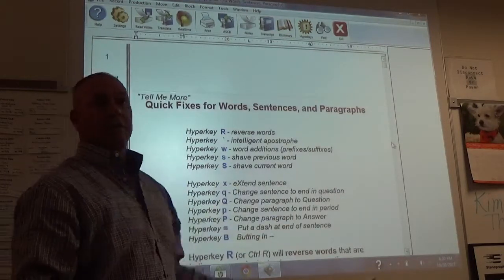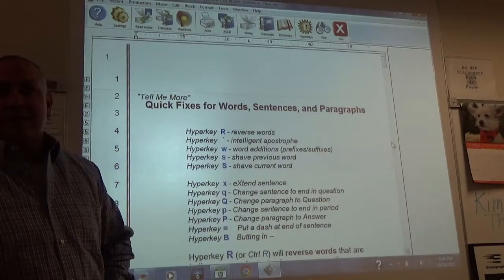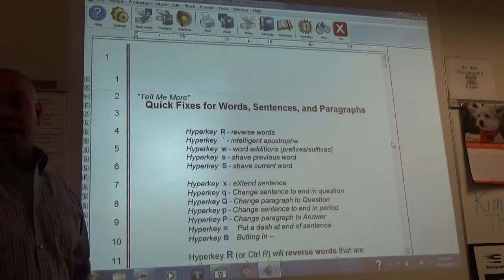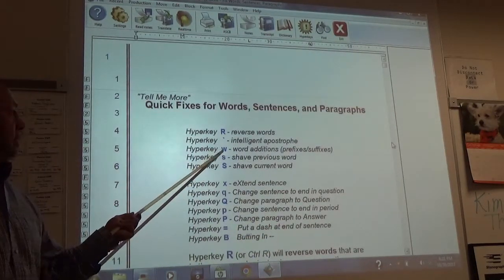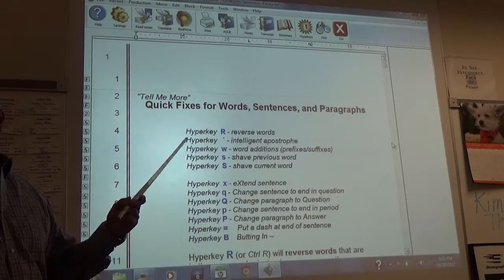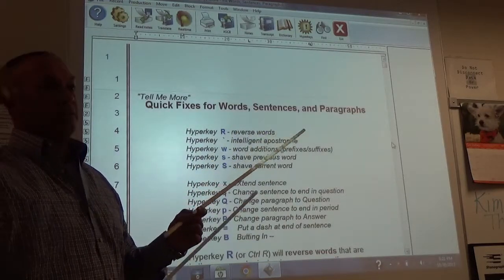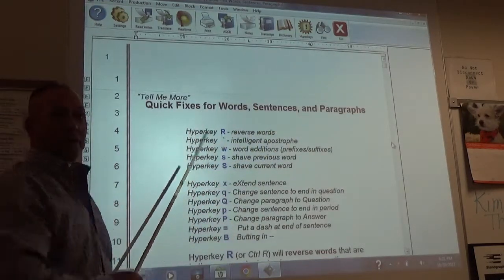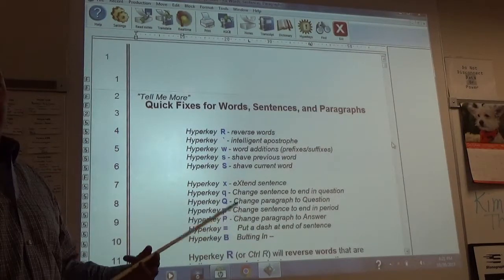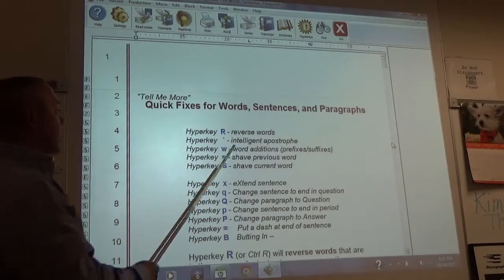Word additions, endings. Guys, if you haven't started using this, you're behind already. This is very important, almost as important as your movements, your I, J, K, L. This is really important, and it's really going to save you a lot of time. So I really encourage you to get to using it.